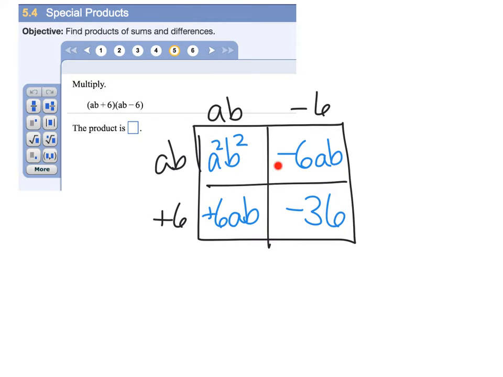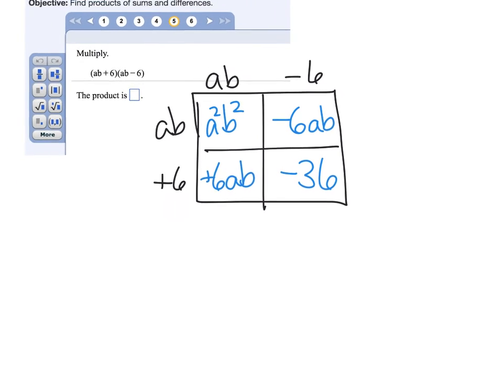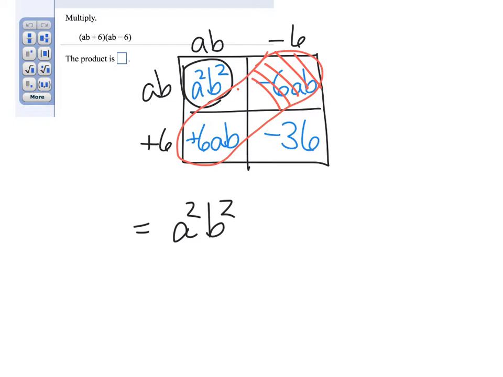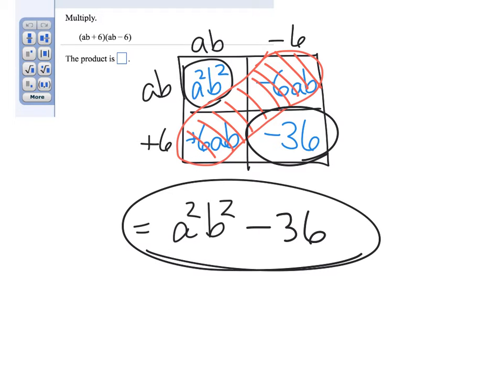So you might want to take a second, pause the video, and make sure you understand how I got that. Now we're ready to start simplifying our terms here. So A squared B squared has no like term, so we're just going to write A squared B squared. And then we see right here along our diagonal, we've got positive 6AB, negative 6AB. They cancel each other out, leaving us with this minus 36 right here. So our answer is A squared B squared minus 36.